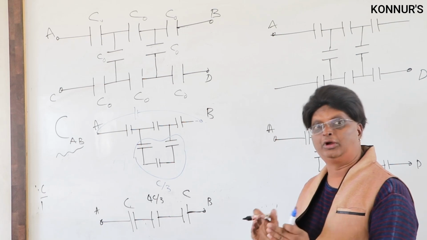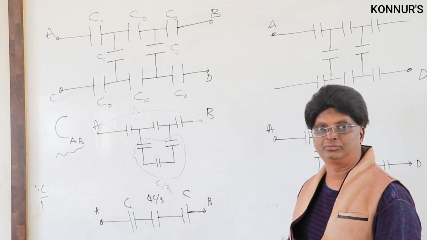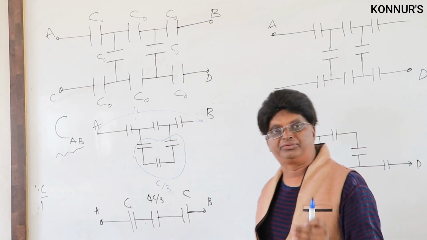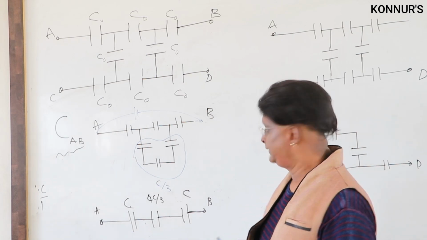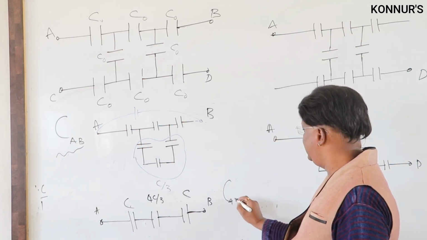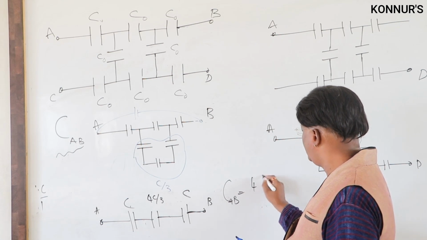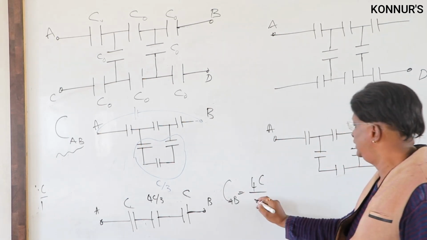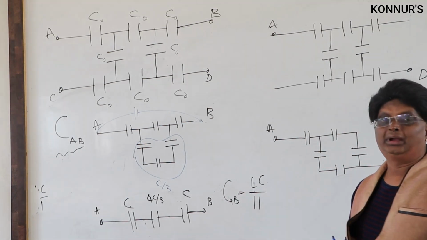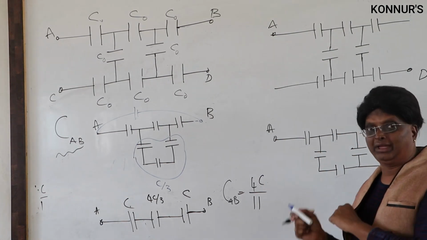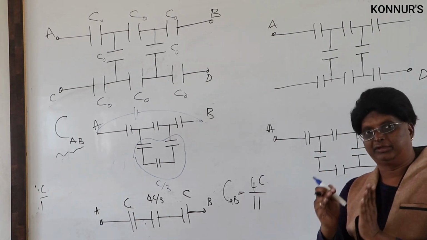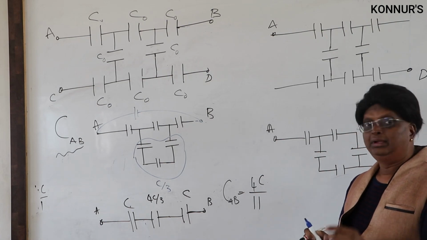Like that also you can see, now you can write C1, C2 by C1 plus C2. C1 value is C by 2, C2 value is 4C by 3. And the answer you get is CAB is equal to 4C by 11. So that is how we have calculated the effective capacity across given open terminals.